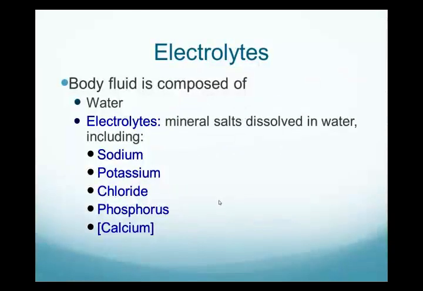All right, so the group of nutrients that we're really talking about are often called electrolytes, right? And you find electrolytes advertised to be present in a lot of sports drinks and all that good stuff. So our body fluid is composed of water and these electrolytes. These electrolytes can be defined as mineral salts, and they include sodium, potassium, chloride, phosphorus, and yes, calcium.